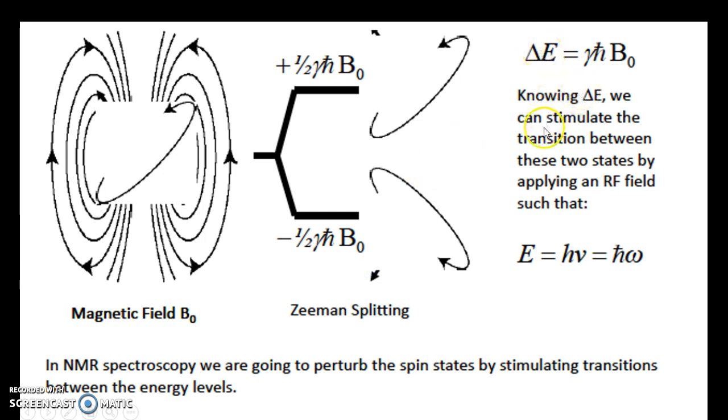Knowing the change in energy, we can stimulate the transition between these two states by applying an RF field such that this occurs. In NMR spectroscopy, we are going to perturb the spin states by stimulating transitions between the energy levels. And again, you can see the math here. That's only off by positive 1/2 and negative 1/2 based on the different spinning that we see.